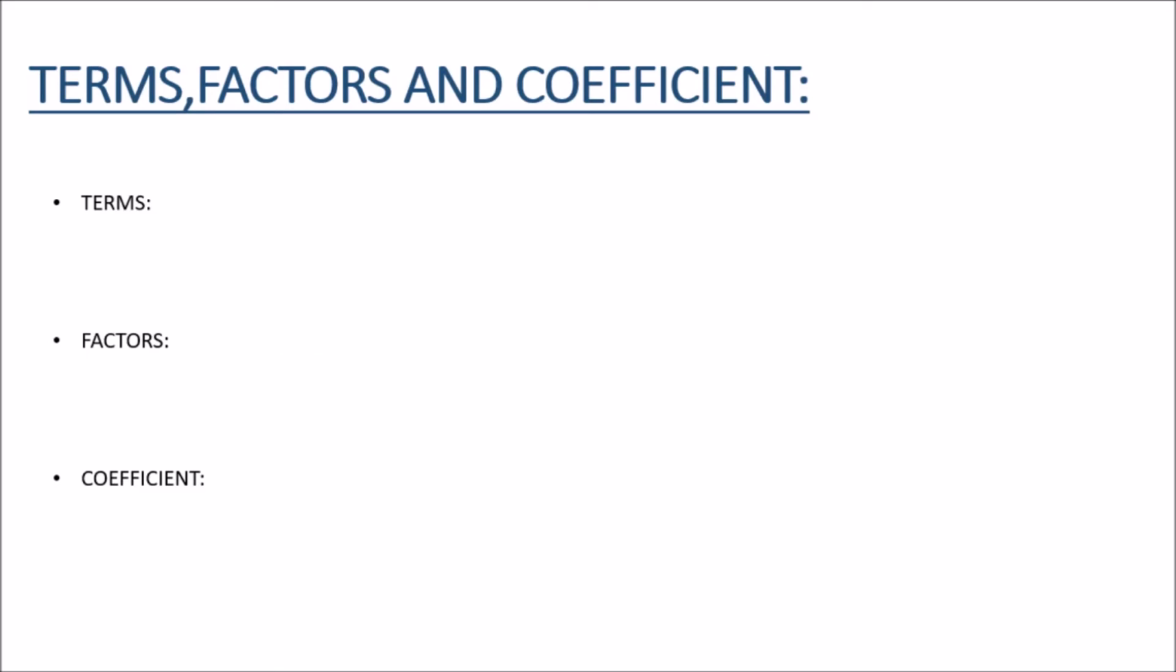So the next topic we are going to learn is the terms, factors and coefficient. These are the parts of algebraic expressions. Terms, the first and foremost, are nothing but they can be a constant. Terms may be a constant, they may be a variable, or may be a combination of both of this. Both a constant and a variable. Let me give you some examples to make it clear.